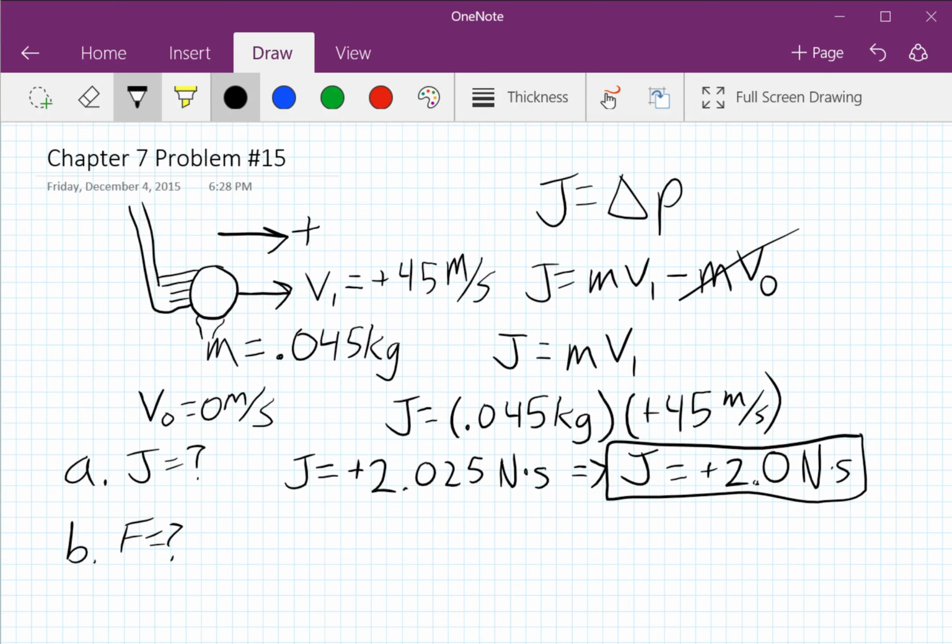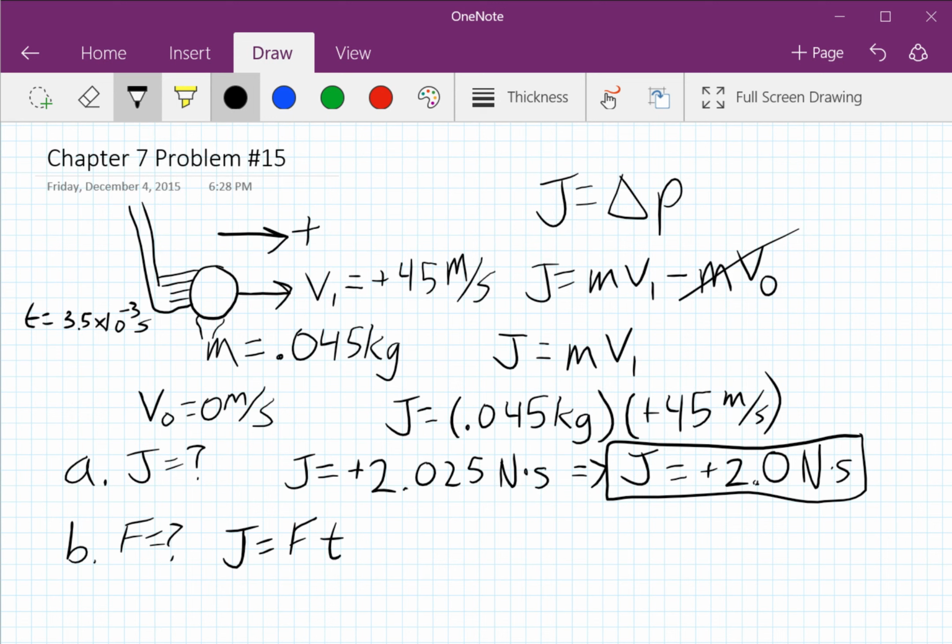Now to do part B, we're going to use the unrounded number, and we're trying to find the force. You want to know that the impulse will equal the force multiplied by the time. And I just realized I forgot to write the time down. I'm pretty sure they gave it to us in the problem. Yes, they say that the golf club is in contact with the ball for 3.5 times 10 to the negative third seconds. So t equals 3.5 times 10 to the negative third seconds. Okay, so that's the t we're going to use there.